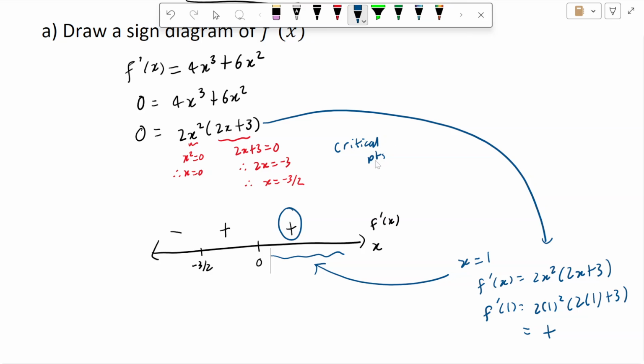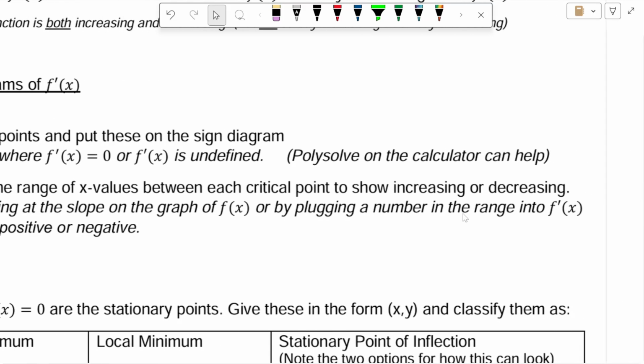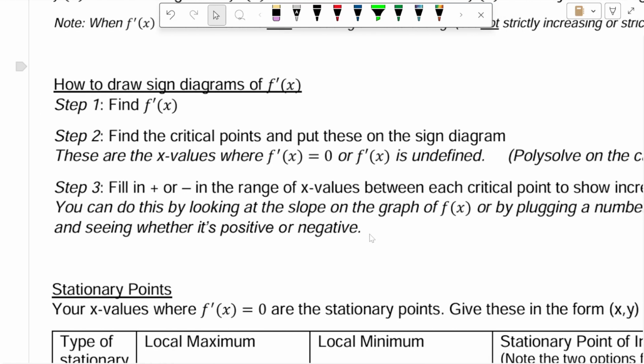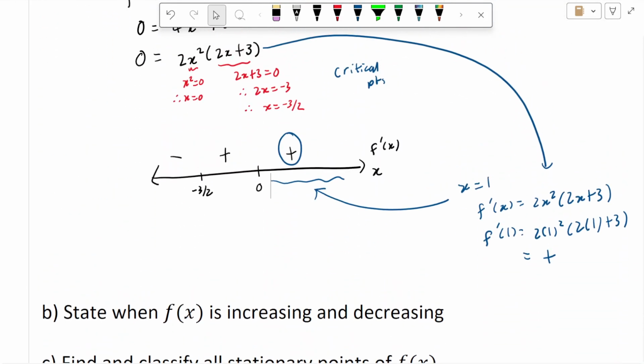So there's the 2 methods that I've explained in this little thing here. So you can fill in the pluses or minuses, there's 2 ways to do it. First way, you look at the slope on the graph, or the second way is by plugging in a number and seeing if it's positive or negative. The function that you plug it into is the function that you're making a sign diagram of.